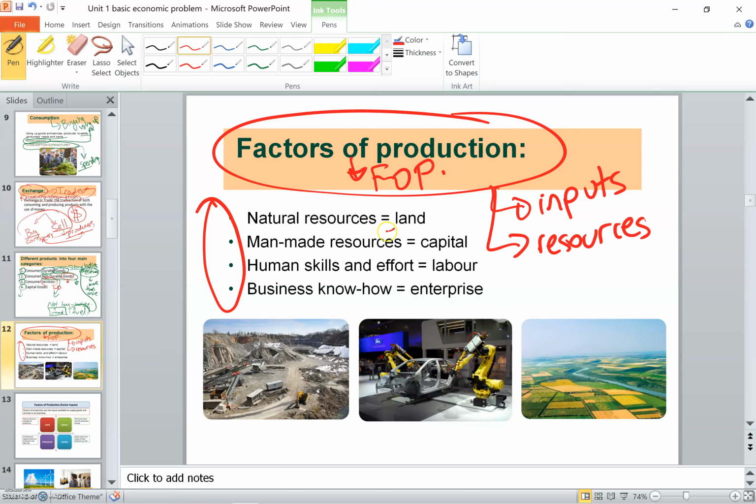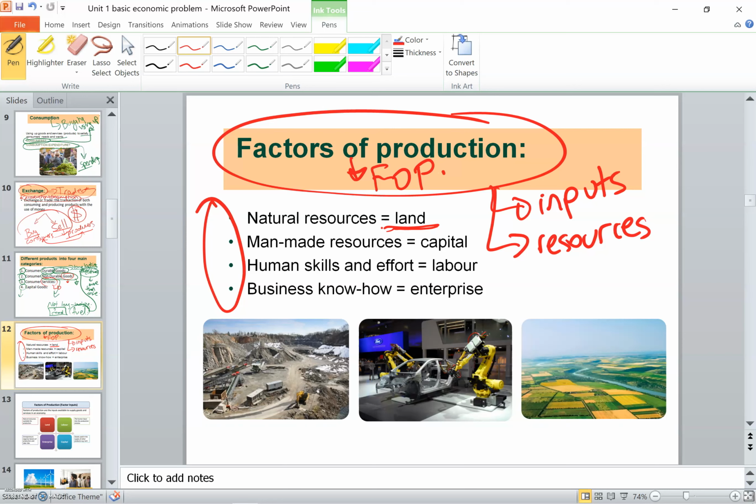The first factor of production is land. Land is considered a natural resource, so it is already there. It includes all natural resources. So, for example, minerals such as coal and oil, animals for their meat and their skin, plants, the fertile soil, trees. All of these are considered to be natural resources. I need them in order to produce goods and services.